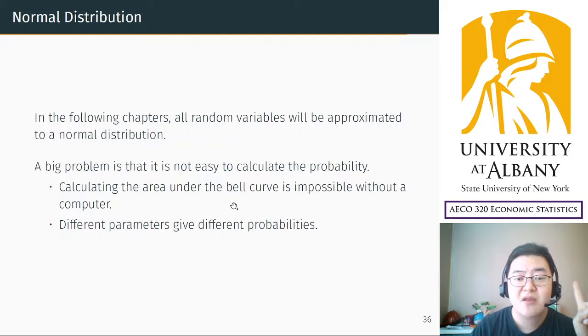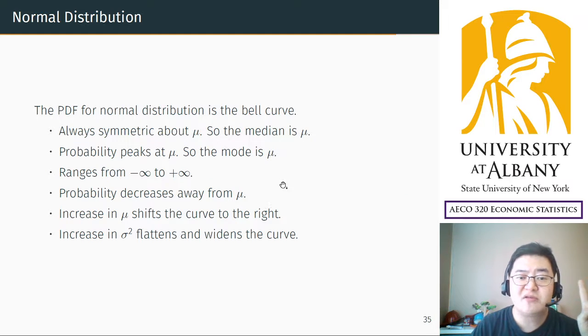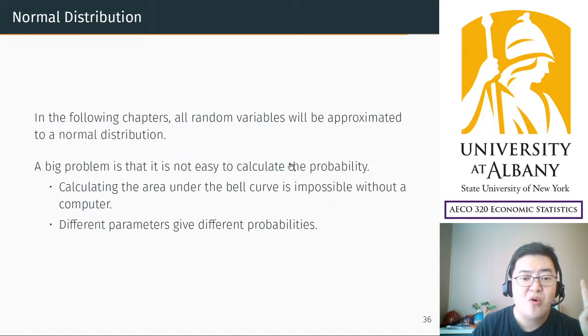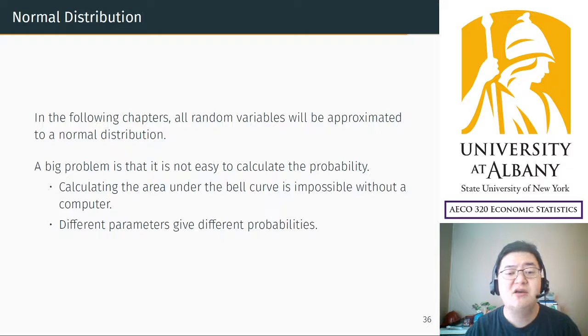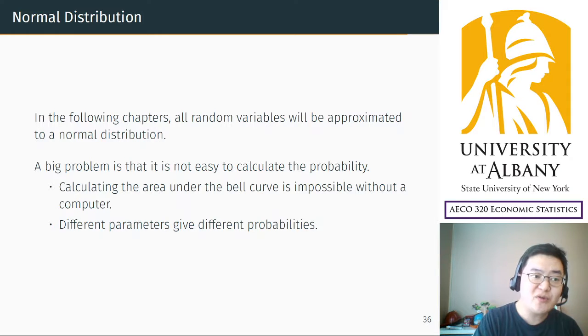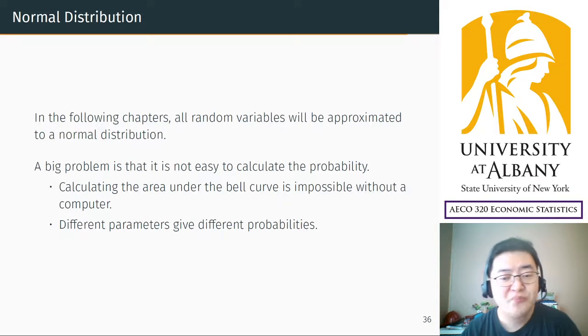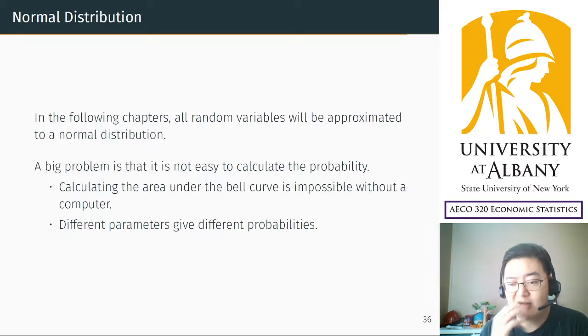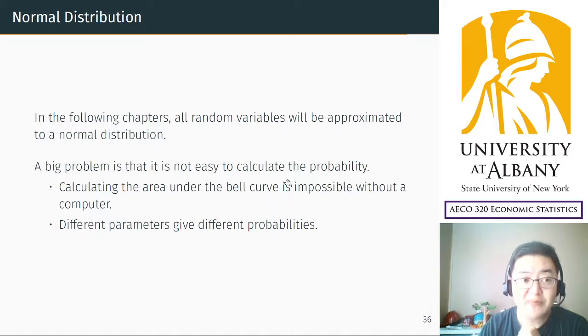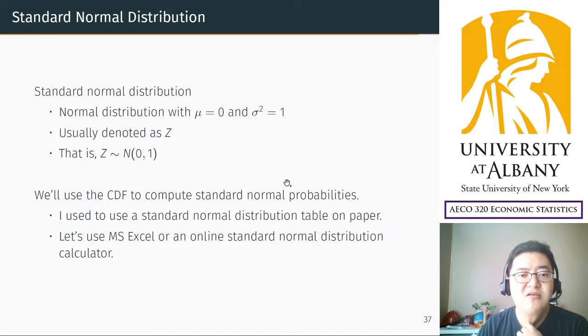And second, how do we fix the parameters? Even if you know the area or the CDF, or if you have a computer, when the parameter changes, you have to recalculate everything again. So these two problems make the normal distribution less convenient, less useful. So that's the only problem we need to solve at this point.